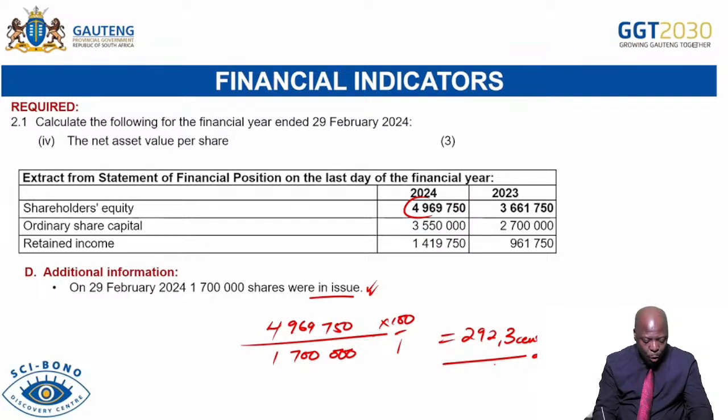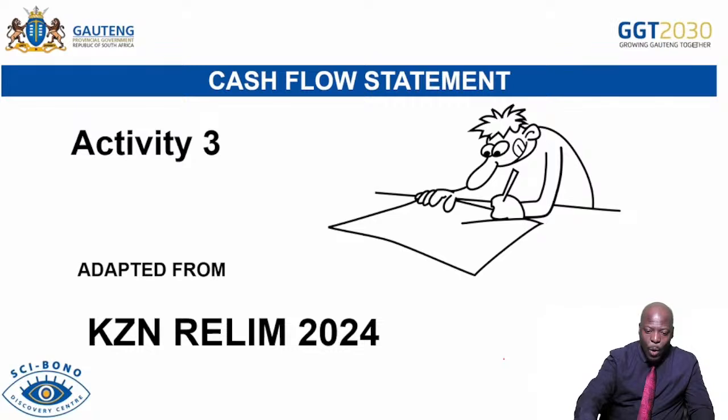We have now completed the first two activities, which were from the Free State Prelim. We are now going to begin activity 3. But before we do that, we're going to take a 5-minute break, and then I'm going to continue with you after 5 minutes. See you guys in 5 minutes time.